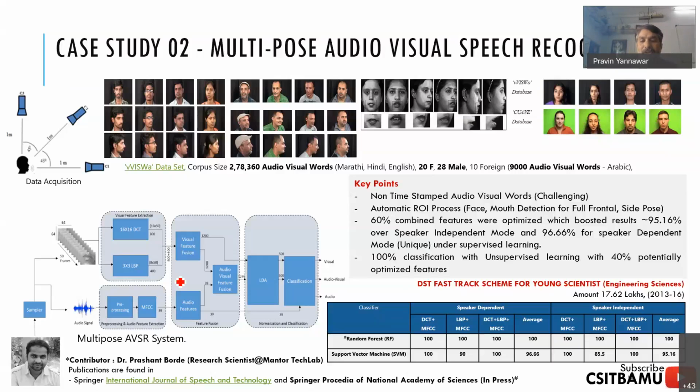One of the major contributions of the work has been published in the Springer International Journal of Speech Technology. Here you will find the publications, Springer Proceedings, and Springer National Academy of Sciences. Here also is the recent article we have come up with, in the National Academy of Sciences, a Springer journal, which is in press. The work was taken up by my research student, Dr. Prashant Bode. Right now, he's a research scientist at Manotra Technologies Lab, Mumbai. He has contributed in this particular area, and the project is there.